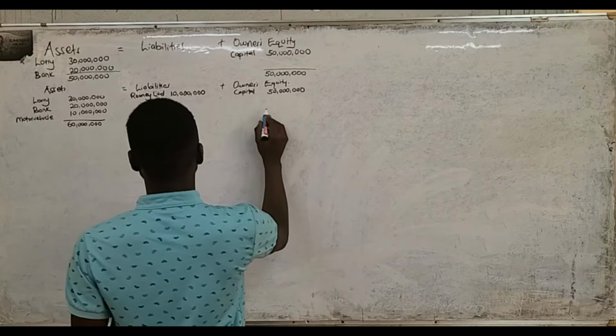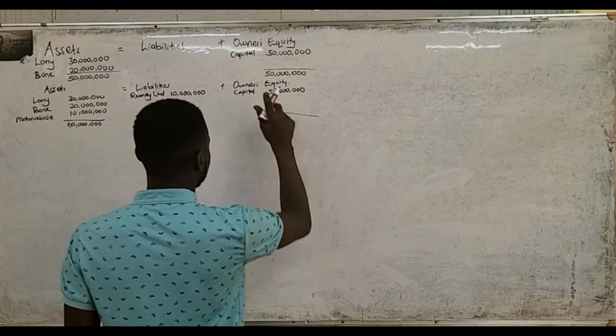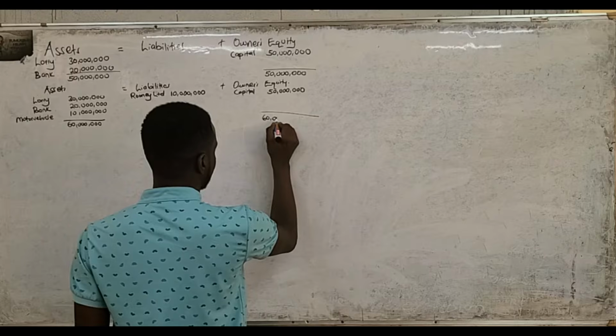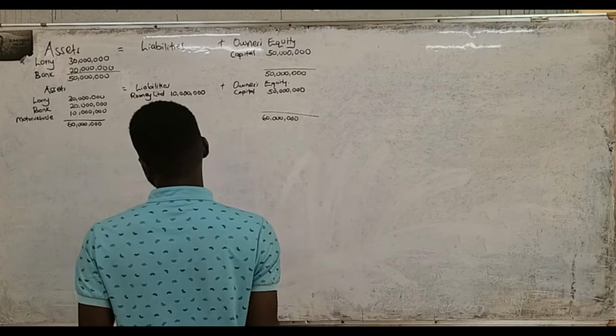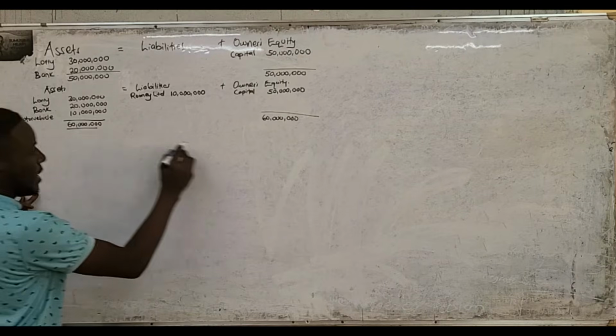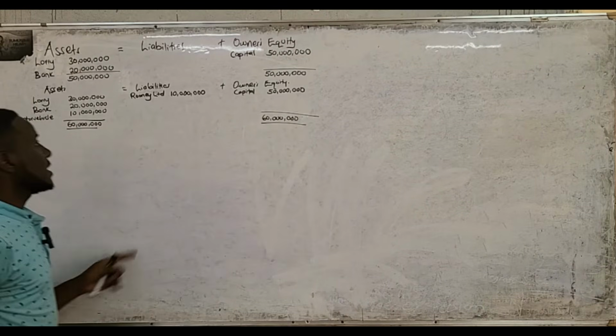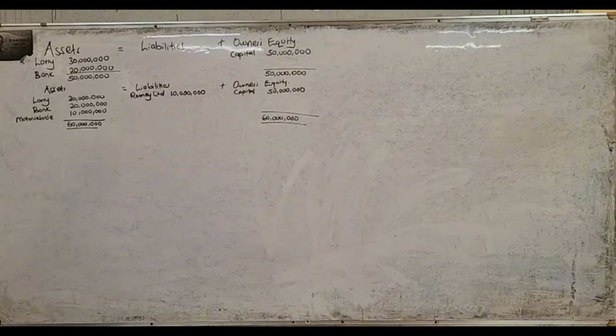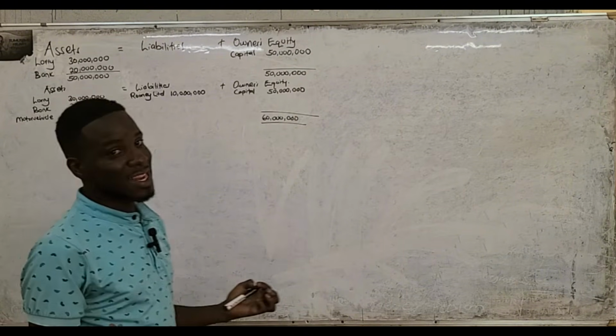So if you can see as well this side, you're going to have 10 plus 50, giving us 60 million. So this is what I told you, that we must keep our accounting equation stable and balanced, like we have done here. So we are done with 2 transactions so far. So we are going to the 3rd transaction.